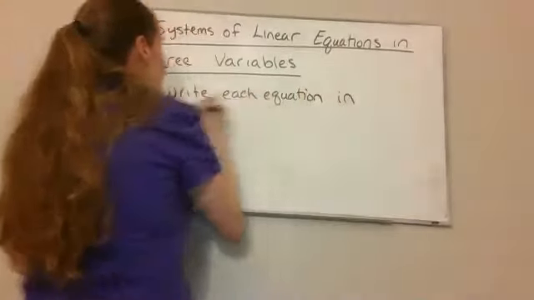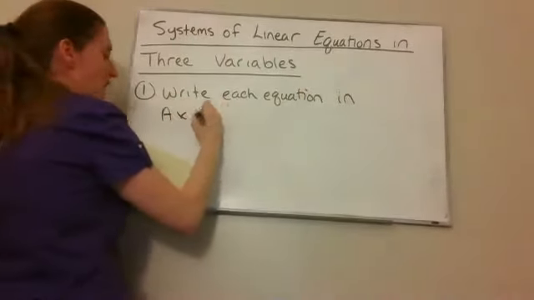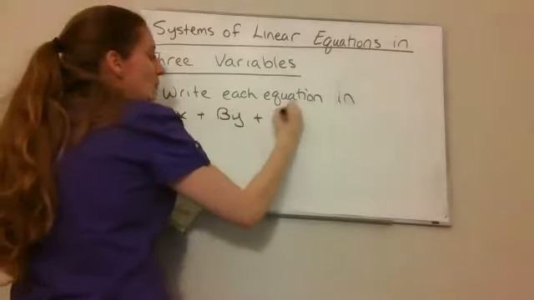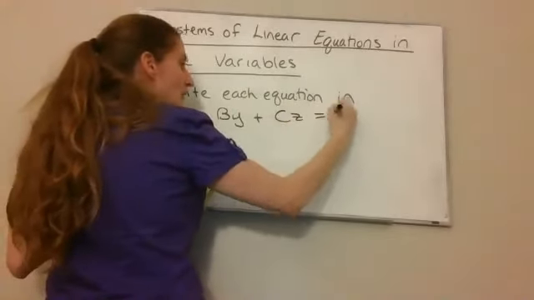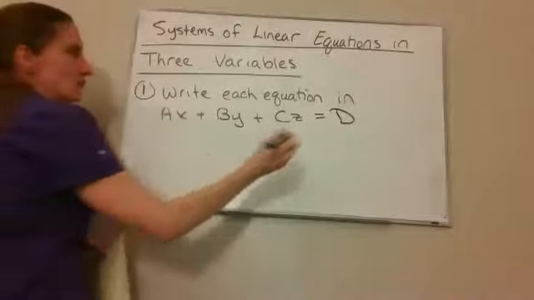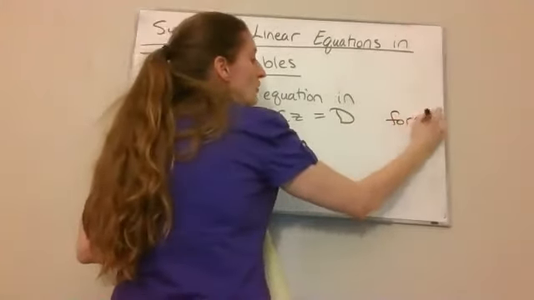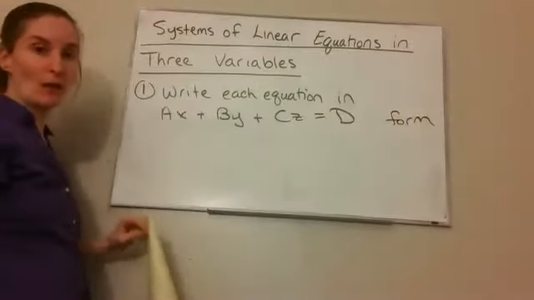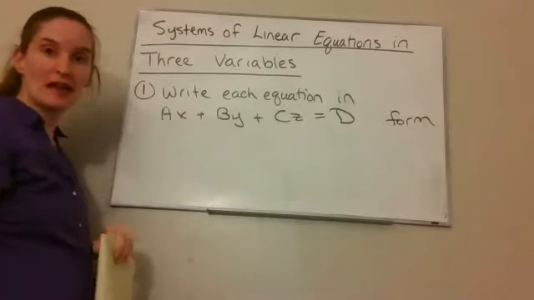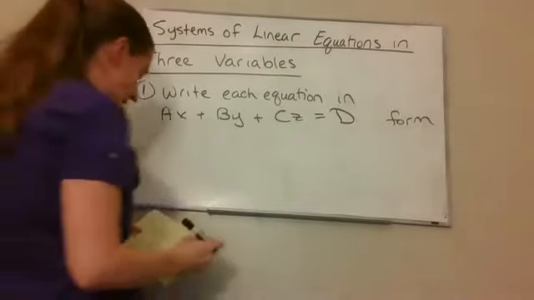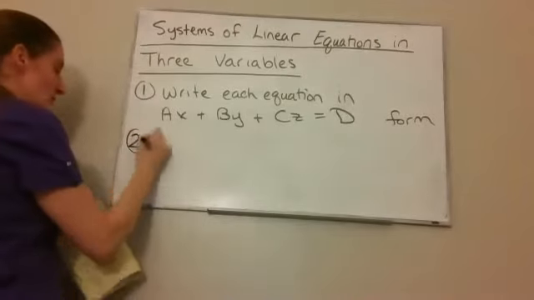in the standard form, which is ax plus by plus cz equals d. So each equation needs to be rewritten in this way with all of the variables on one side and the constant on the other side. Step 2.